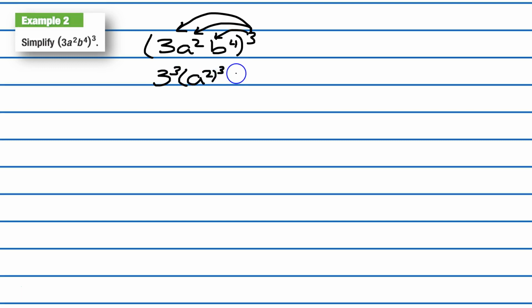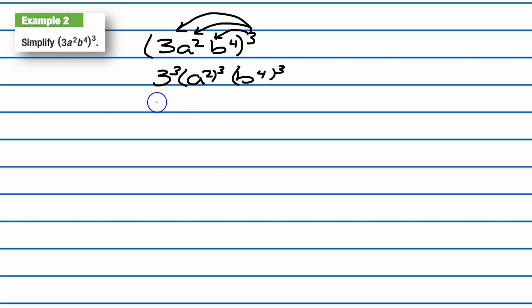Now let's check out this next one. We want to simplify 3a squared times b to the fourth, all cubed. So 3a squared b to the fourth, and that's all going to be cubed. The distributive property needs to be applied to each of the letters and numbers. So 3 cubed, a squared cubed, and b to the fourth, and that's also going to be cubed.